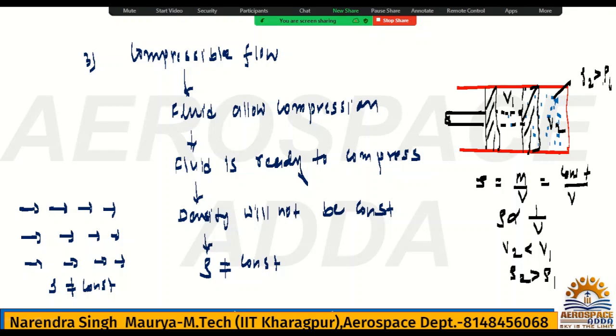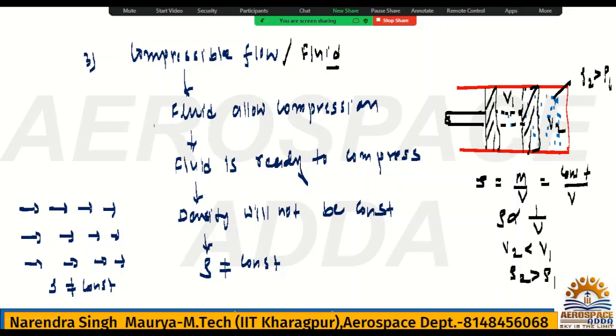And if it happens during the flow, then it is called a compressible flow. Remember two things: compressible fluid or compressible flow. So here I need to mention compressible flow and fluid both. Compressible fluid means the fluid allows compression. If that fluid allows compression, then only the piston moves in the forward direction. Otherwise the piston will not move, right?